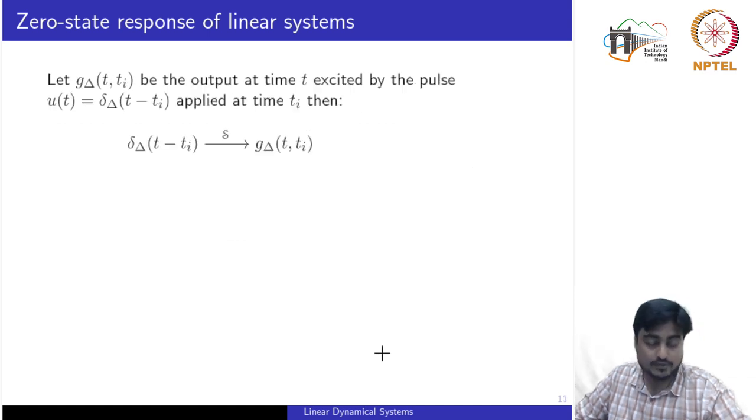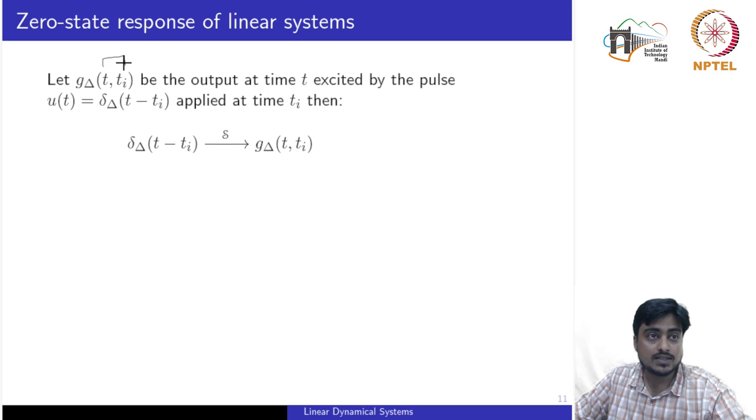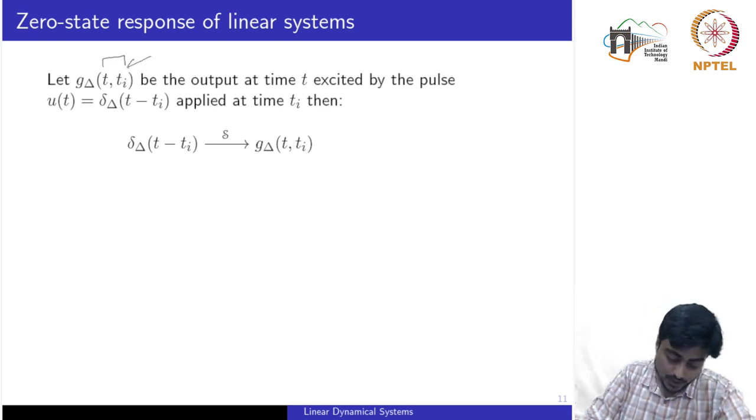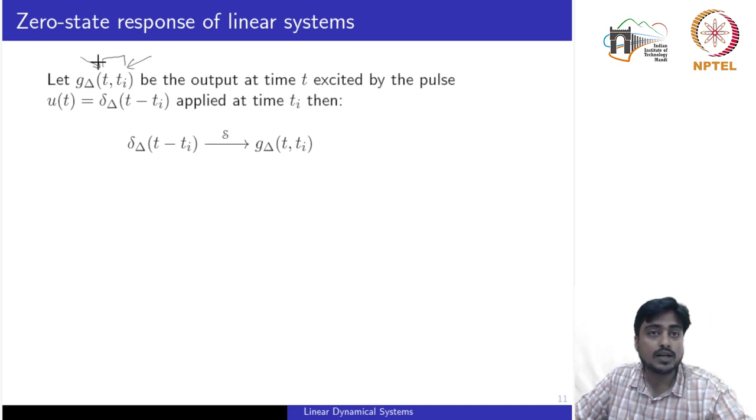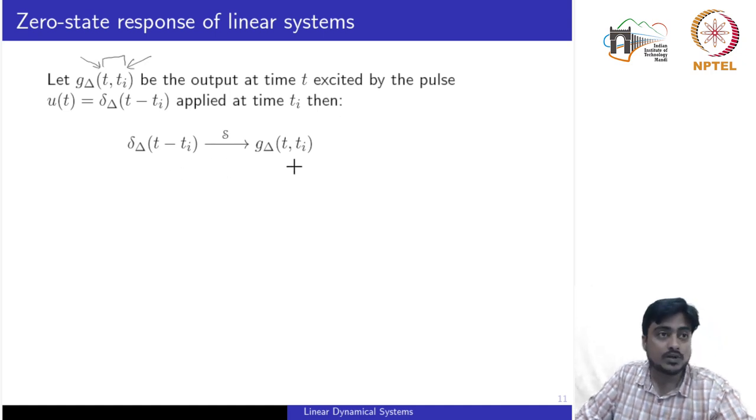Now suppose we define g of capital delta t comma ti as the output of the system at time ti, which is excited by the pulse applied at time ti. So pay attention to these two variables, t comma ti. It says that we are applying the input at ti and we are observing the output at time t. This can be represented by using our earlier notation, that when the input delta of capital delta is applied to the dynamical system, we obtain this response.